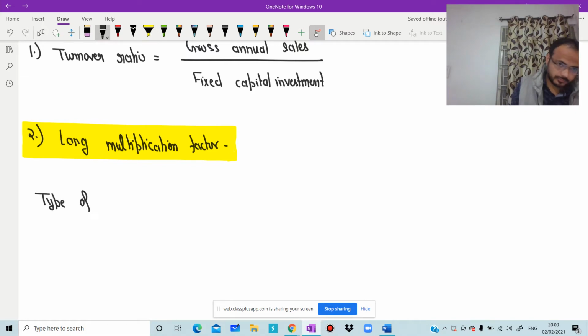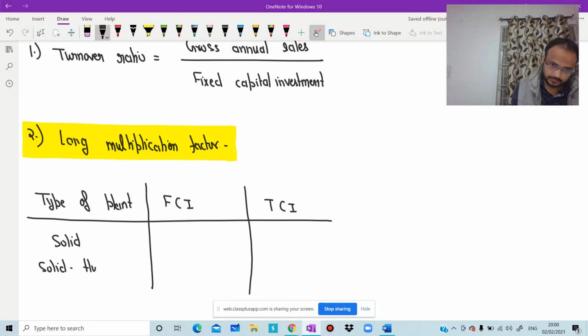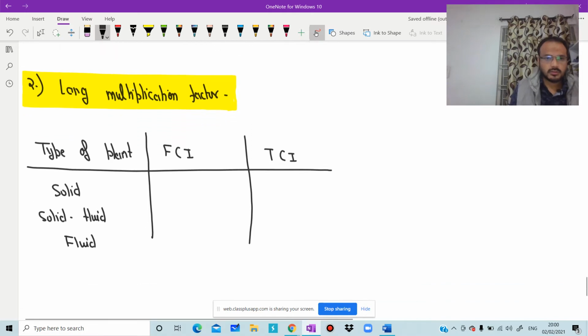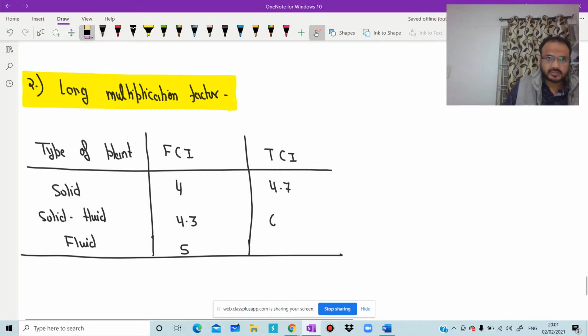Type of plant. Lang factor for fixed capital investment or total capital investment. Solid, solid fluid, for fluid. We have 4, 4.3, 5, 4.7, 5 and 6.